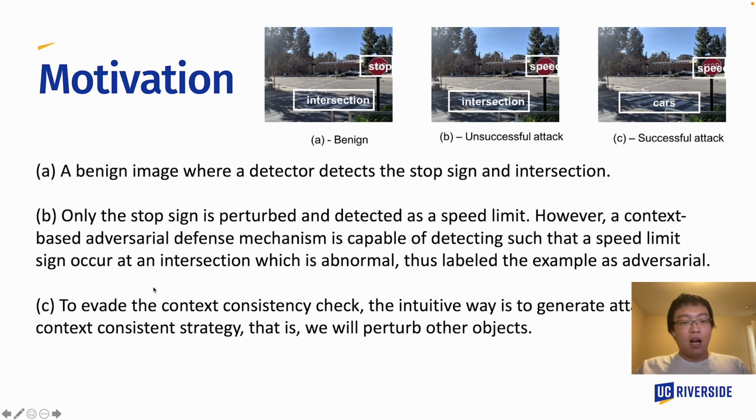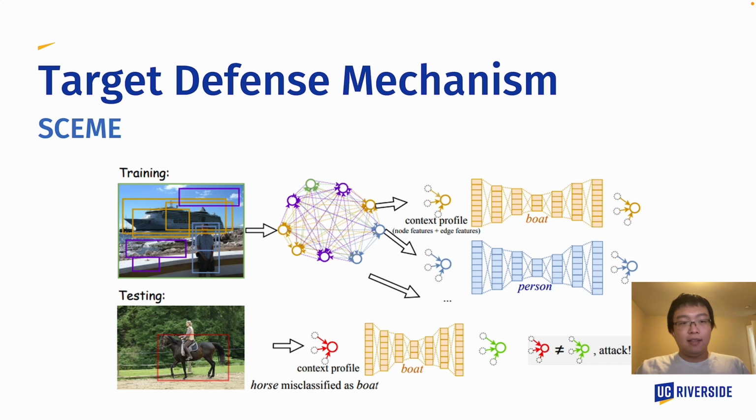To evade such context consistency checkers, the intuitive way is to generate attacks using a context consistency strategy. That is, we will perturb other objects as well. In this work, we select SCEME as the defense mechanism to be evaded. SCEME is a context consistency checker.